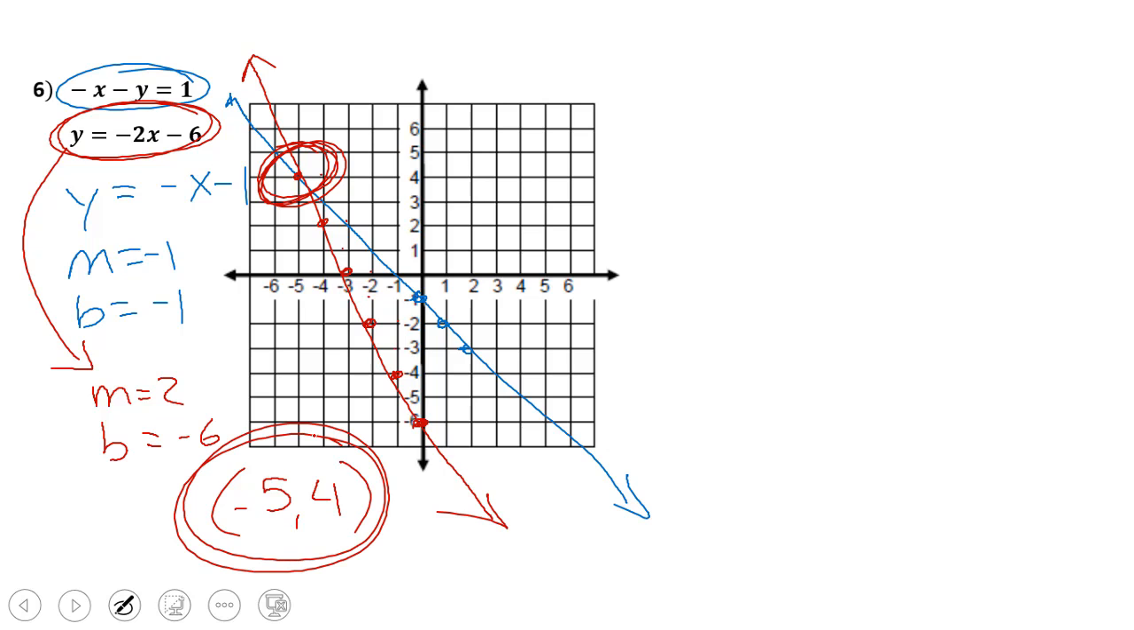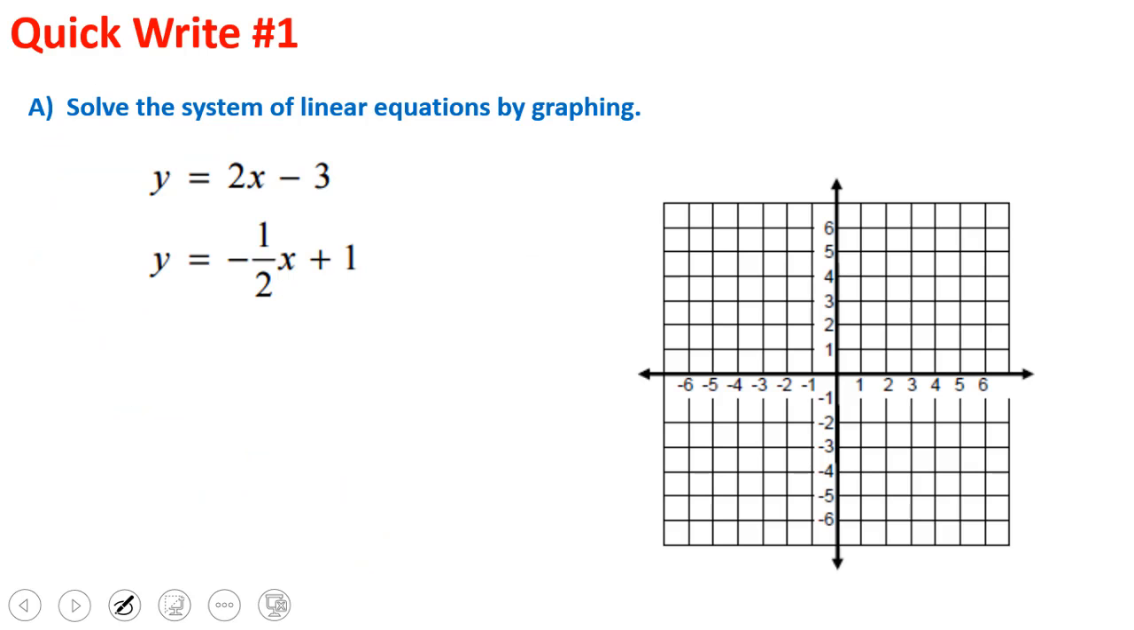Negative 5, positive 4. And if I go in here and I put a negative 5 minus 4 equals 1. Well, a negative 5 is a positive 5. Minus 4 does equal 1. We can verify it all day long. Voila. Ladies and gentlemen, let's go to our first quick write.